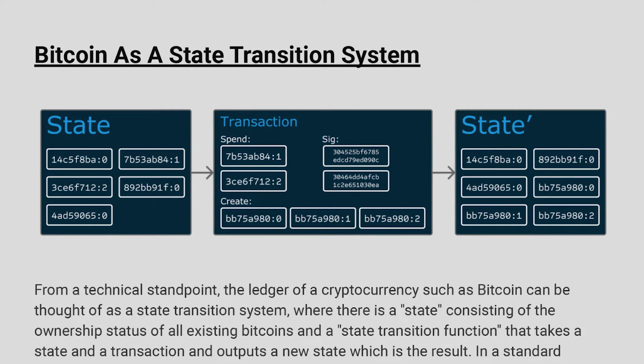Bitcoin as a state transition system. Diagram. From a technical standpoint, the ledger of a cryptocurrency such as Bitcoin can be thought of as a state transition system, where there is a state consisting of the ownership status of all existing bitcoins and a state transition function that takes a state and a transaction and outputs a new state, which is the result.